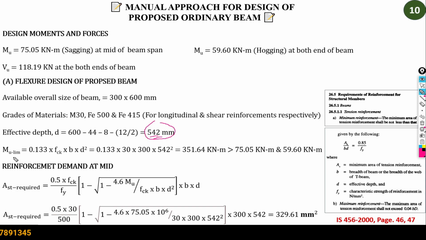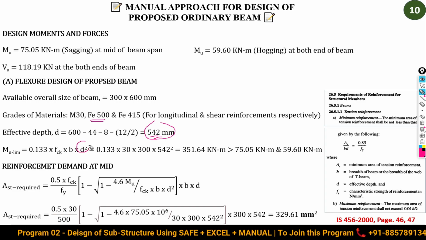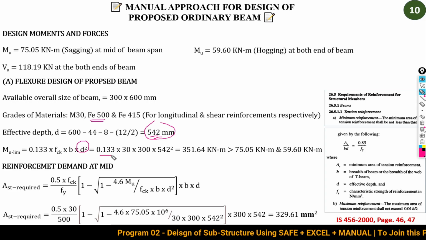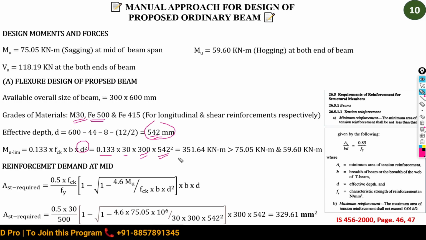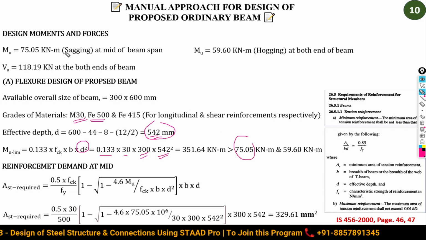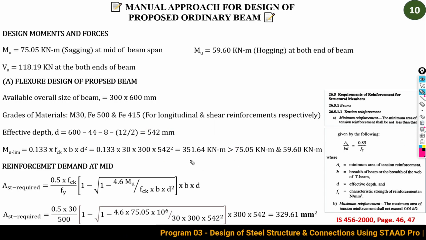So the limiting moment of resistance, as we are using Fe500 grade of steel, the formula comes out to be 0.133 fck b d square. See the importance of effective depth. So 0.133, 30 is the characteristic strength of the proposed concrete, 300 is the width of the beam, multiplied by 542 square. So the limiting moment of resistance capacity is 351.64, which is more than both of the moments, the sagging moment as well as the hogging moment. That's why the beam will be a singly reinforced beam.